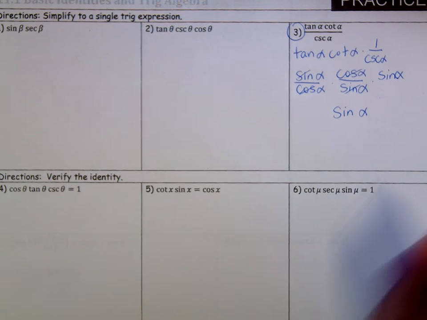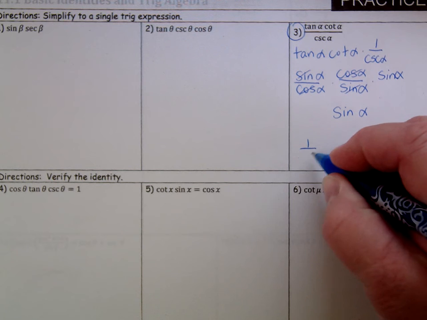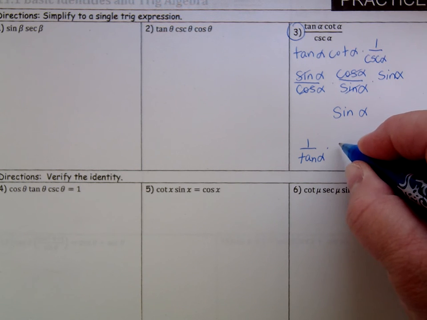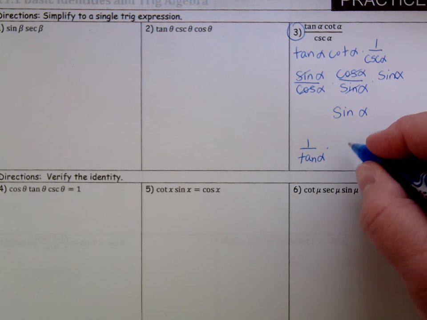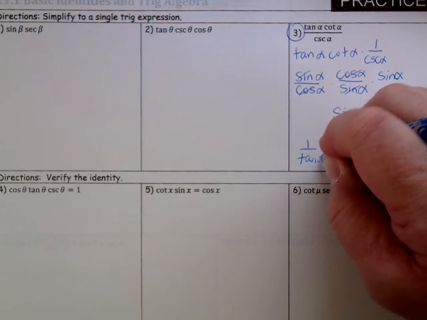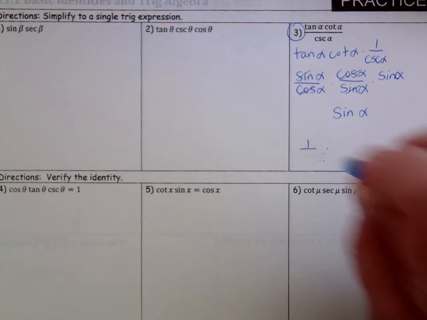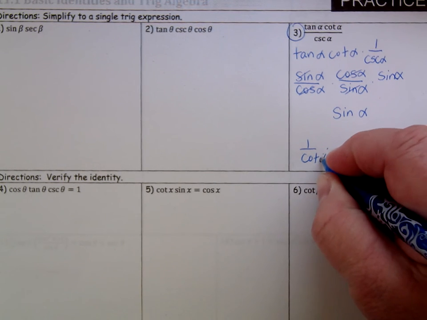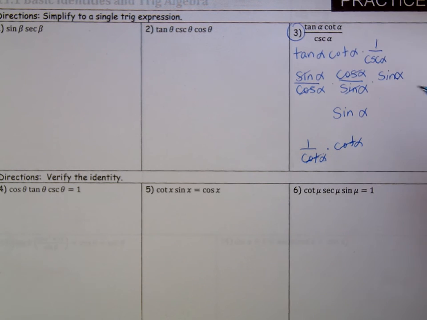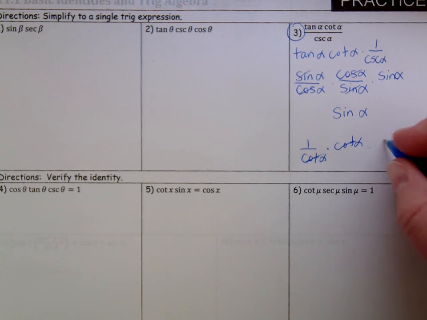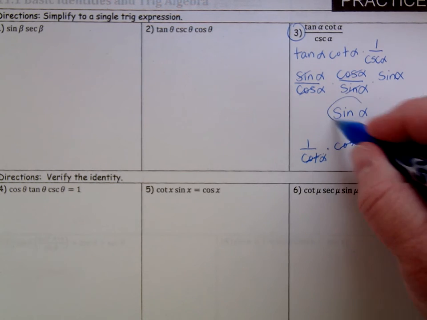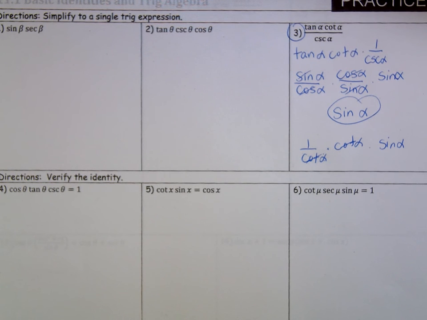Now some of you might have thought to take tangent and turn it into 1 over cotangent, and then leave the cotangent. I'm sorry, this should be 1 over cotangent. If I were to do that, times the cotangent that you got there, they cancel each other out just like we did, and we'd still end up with the same answer of sine. So there's more than one way to do the problem. In the end, the answer should be equivalent either way.